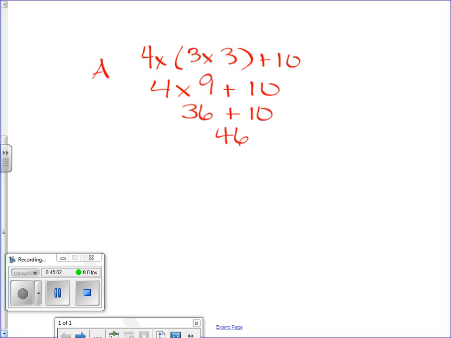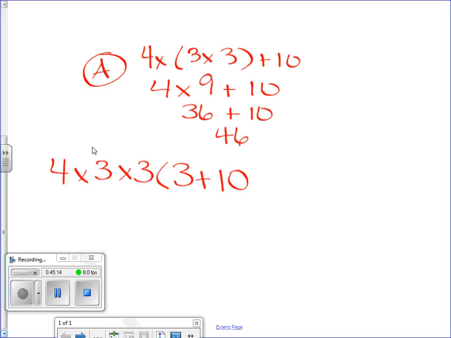Well, see, that was A. You got lucky. But I'm going to check B. 4 times 3 times (3 plus 10). Parentheses first, 13. Then I got 4 times 3 times 13. Now I go left to right because they're all multiplication. You added an extra 3. Did I? Oops. Yeah. Sorry. I'm just going to mark it out.